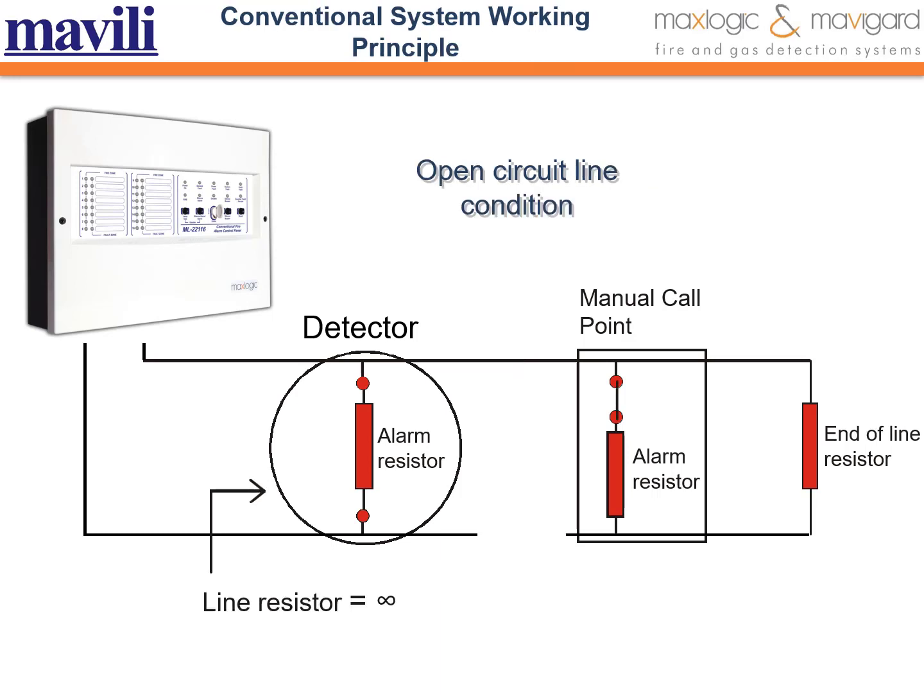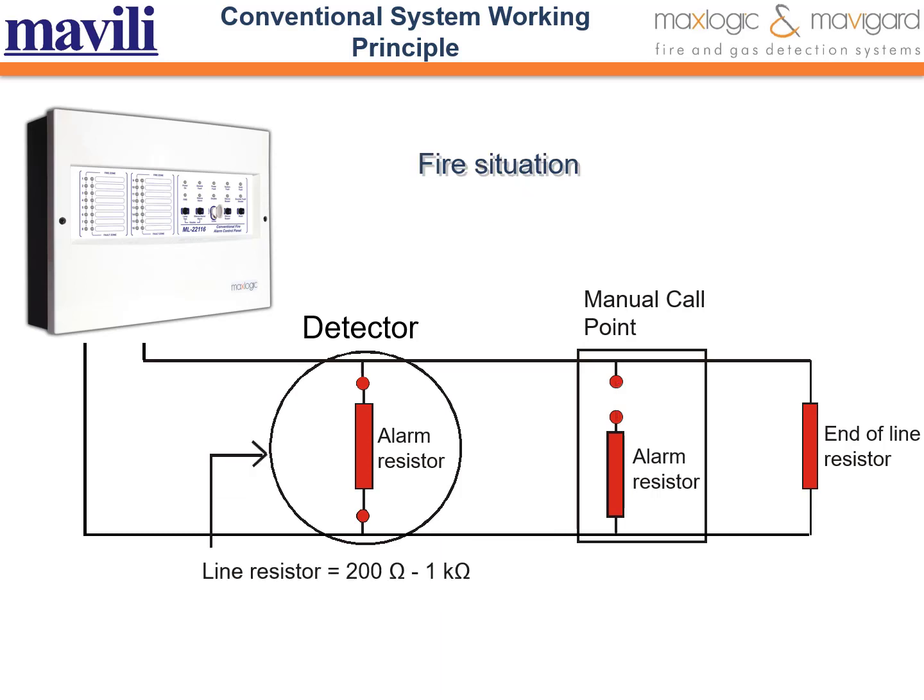It is possible to monitor the open circuit condition within the working principle of conventional systems. When a fire occurs, the equivalent resistance of the zone line decreases due to the alarm resistance of the detector, which detects the fire. The resistance value measured at the beginning of the line will be between 200 ohm and 1 kilo ohm. When the resistance decreases, a fire signal is sent from the zone line due to increased current. A fire LED will light for the relevant zone in the panel.